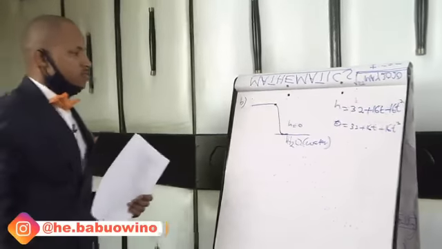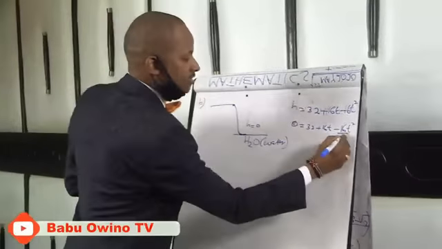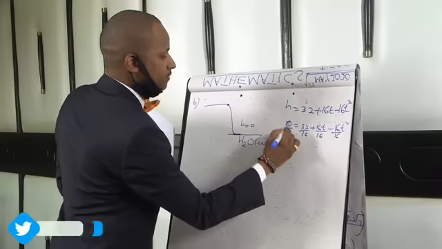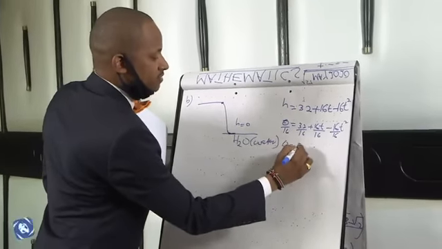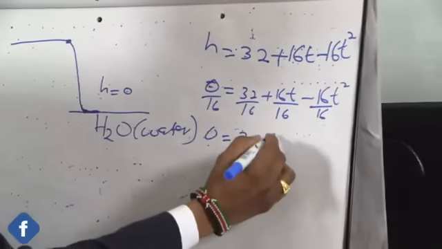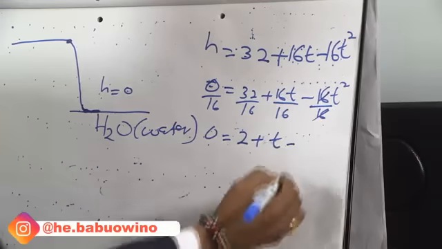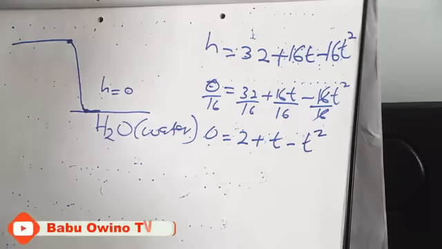With this equation, we can simplify it further because we have a common value here, 16. So we divide by 16. 0 divided by 16 is 0, equals 32 divided by 16 is 2, plus 16t divided by 16 is t, minus 16 divided by 16 is t. 16t squared divided by 16 is t squared.